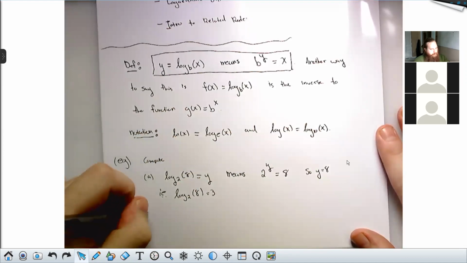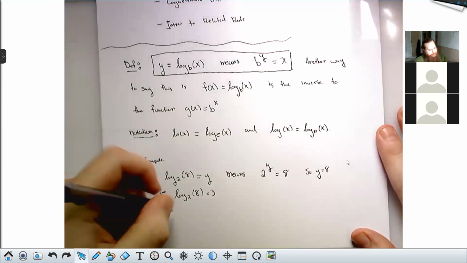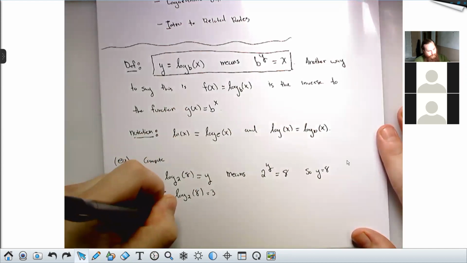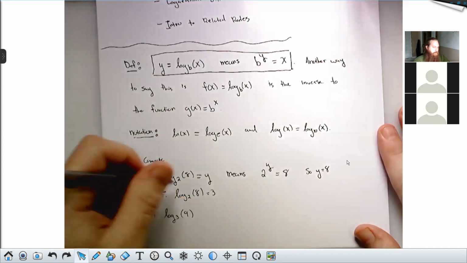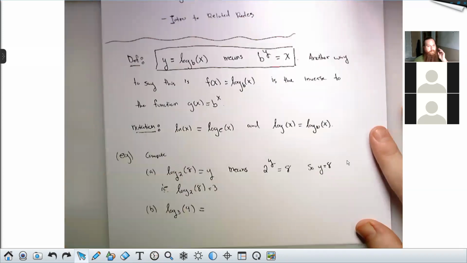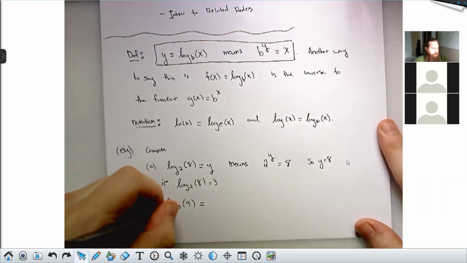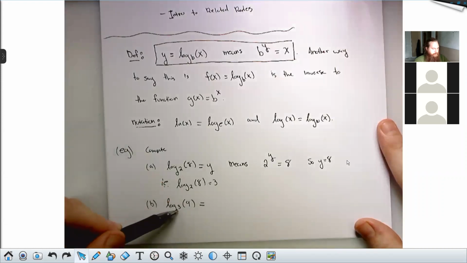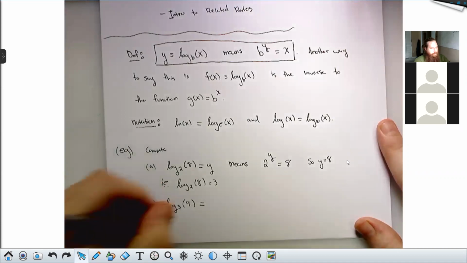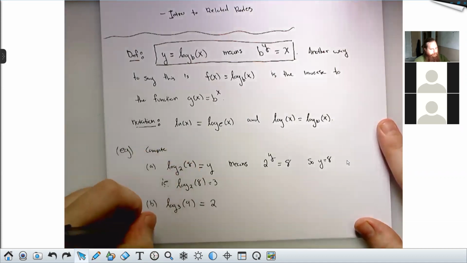So let's try another one. The base 3 log of 9. What is that? Good, this would be 2, because 3 raised to the 2 is 9. So you have to ask yourself, to what power must I raise the base in order to get the inside? So this would be 2.